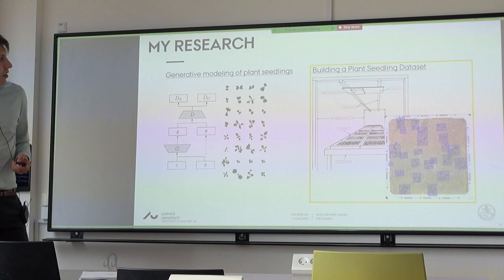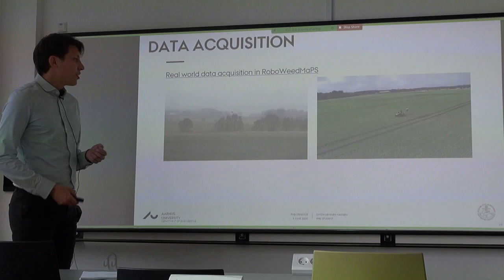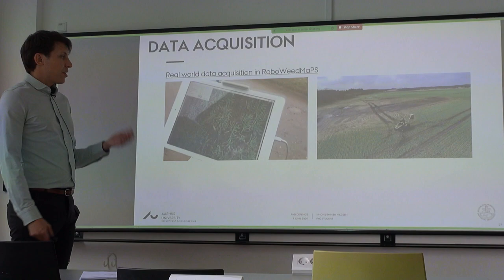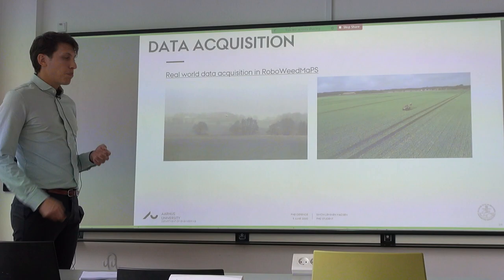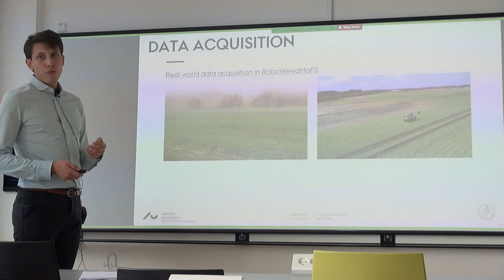Today, how we make data collection in the Rubber Weed Maps project is that we either go out into the field to collect images with airborne drones or the motorized vehicle, the ATV, in this case. This form of data acquisition is highly beneficial because with real-world data acquisition, the appearance of the plants becomes as natural as possible. We also get a very high degree of variability when we collect images from several different fields.